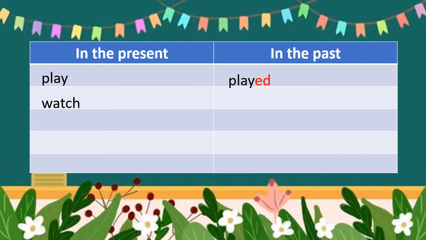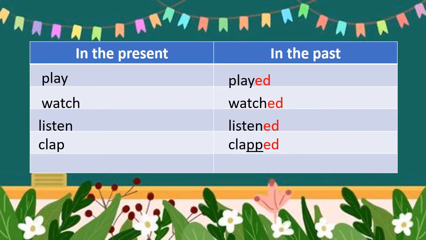For example, watch. Listen. How can I write? Yes, put ed at the end of the verb. Listened. Clap. Remember, you double the P before you put ed. Next, study. Right, study. You put ed at the end of the verb: studied. Right, thank you very much.